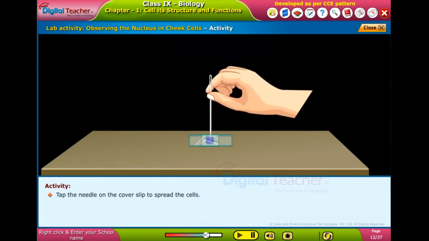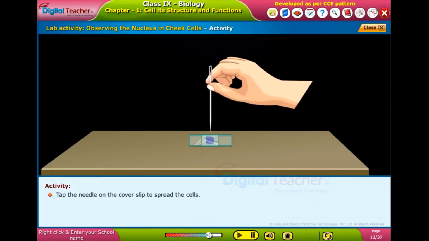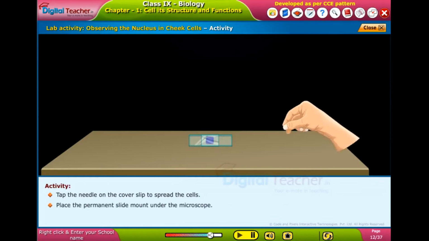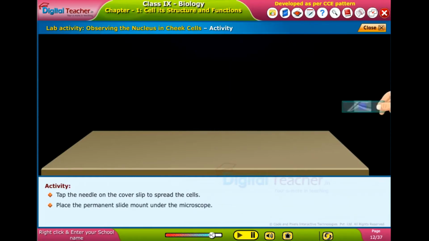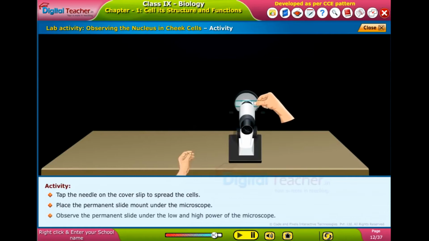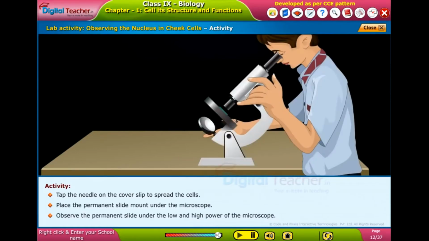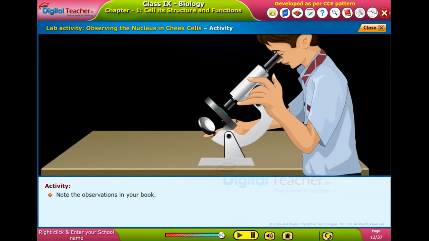Tap the needle on the cover slip to spread the cells. Place the permanent slide mount under the microscope. Observe the permanent slide under the low and high power of the microscope. Note the observations in your book.